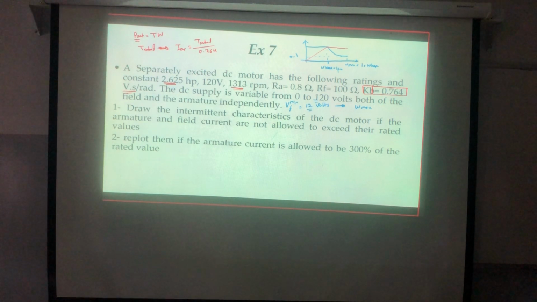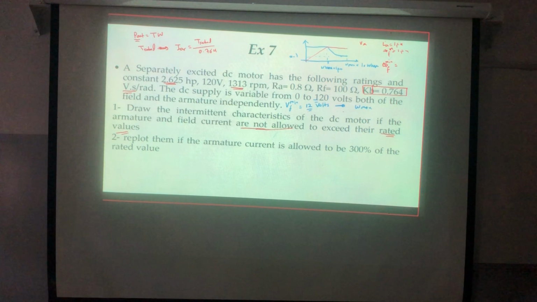Correct. Why? From where? Not allowed to exceed what? The rated values. So simply, this means that IA is equal to 1 per unit. The flux, of course, here will be 1 per unit. So the flux rated is 1, or normalized, let's say, in the VA control, 1 per unit. Now, the minimum flux equals what? 0.10. From where here?